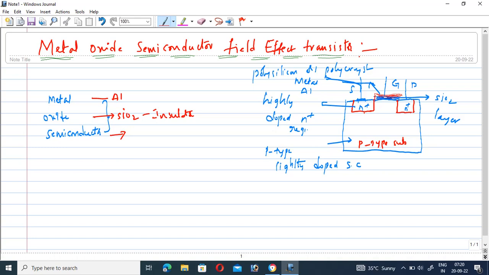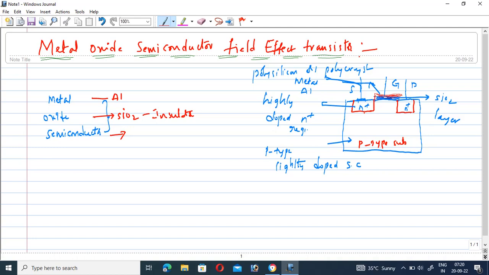In the enhancement MOSFET, we don't have any channel initially, but we can create or enhance the channel between the source and drain by applying suitable voltages at the gate terminal. It forms an inversion layer, which we can also call a channel layer. Then current conduction becomes possible.